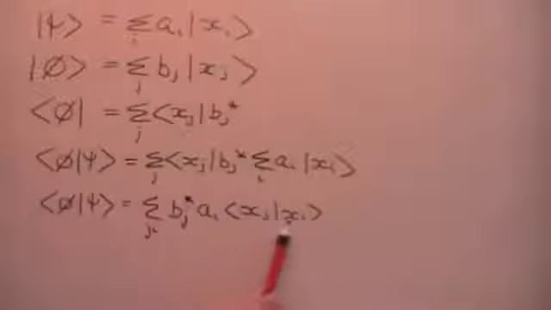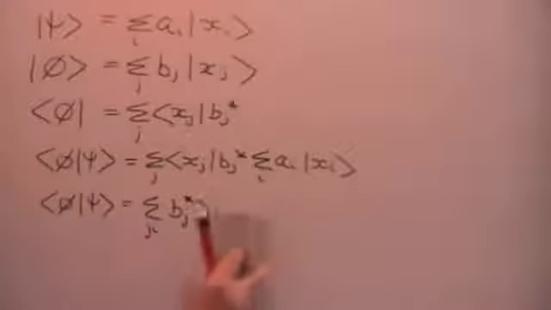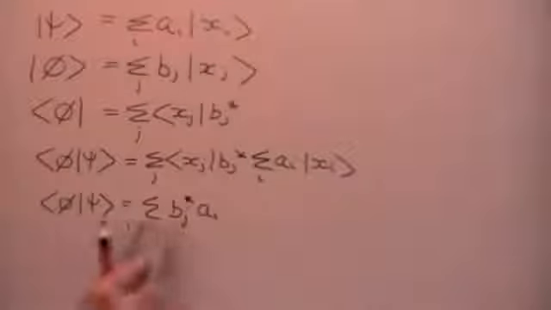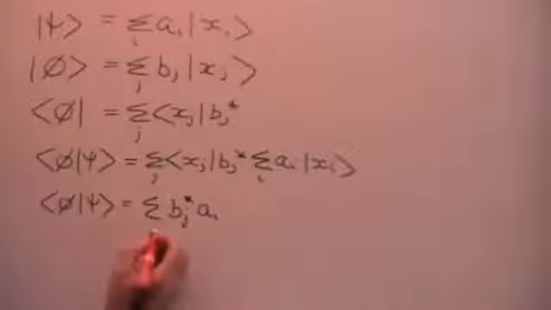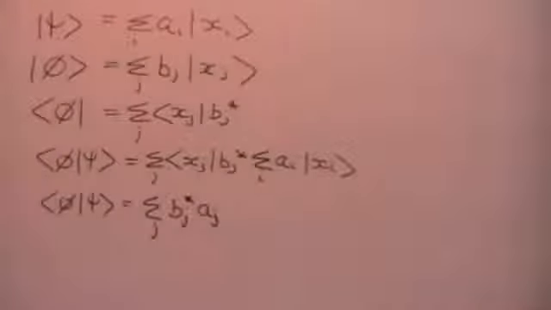So this only matters when j equals i. And when j equals i, this term becomes 1. So we can delete this term because that's now just 1. And now the summation is simply over j, because it only matters when i equals j. And so we've now found that the inner product of phi with psi is the sum of the respective probability amplitudes for phi and psi respectively. The first, of course, is complex conjugated and summed together. That in essence is what we did.